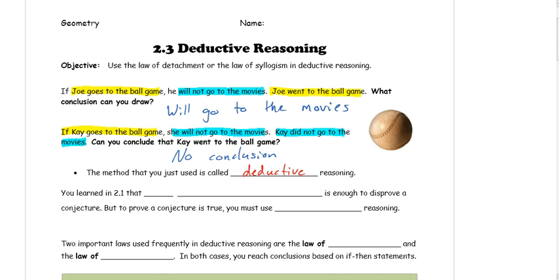As I mentioned in 2.1, we learned that one counterexample is enough to disprove a conjecture. But to prove a conjecture is true, you must use deductive reasoning. So to prove inductive reasoning false, you need a counterexample. In this case, we want to prove a conjecture is true, so we need to use deductive reasoning.